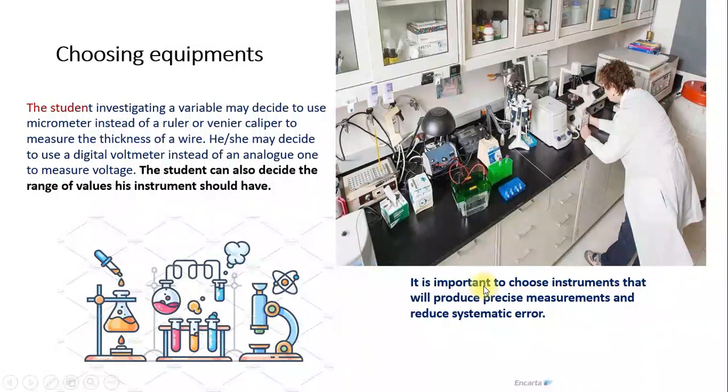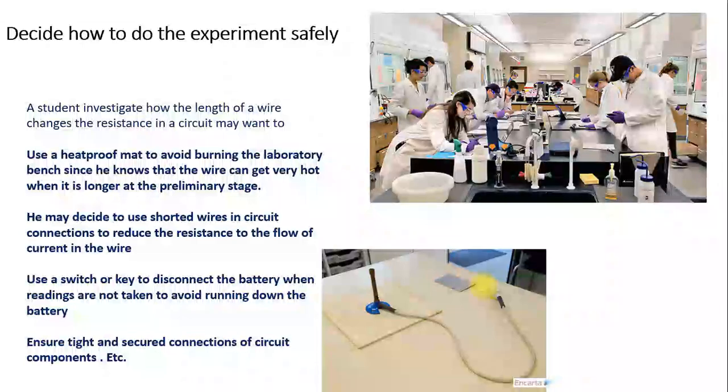Next is he decides to do the experiment safely at the preliminary stage. A student investigating how the length of a wire changes the resistance in a circuit may want to use a heat-proof mat to avoid burning the laboratory bench, like what we have here.